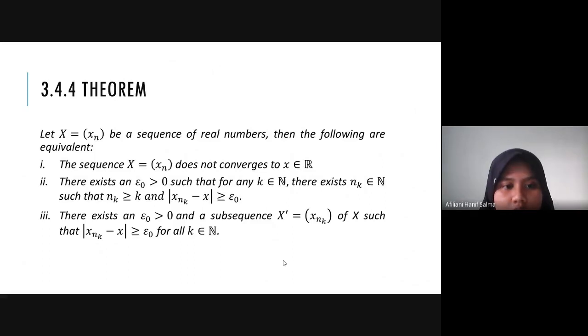And the third is: there exists an epsilon_0 greater than 0 and a subsequence X' = (x_{n_k}) of X such that the absolute value of x_{n_k} minus x is greater than or equal to epsilon_0 for k in natural numbers.